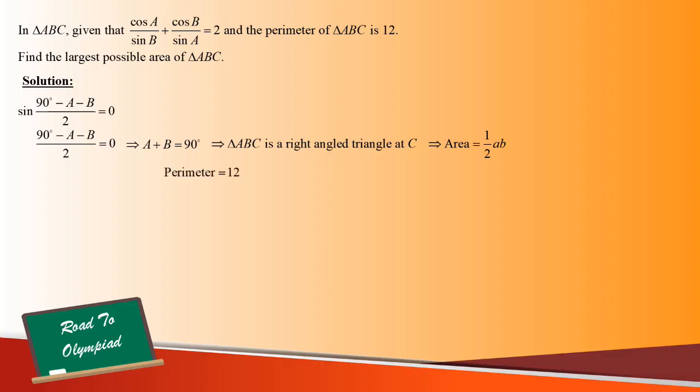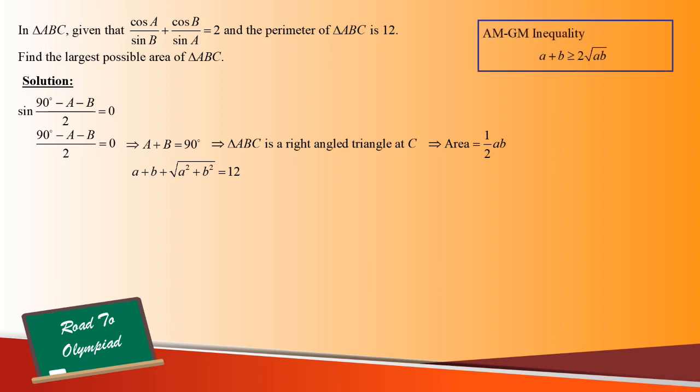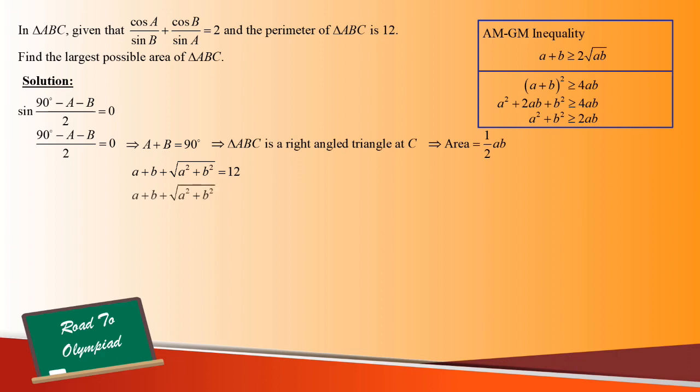The perimeter of triangle ABC is given to be 12, so we have A plus B plus C is equal to 12. By the Pythagoras theorem, we have C is equal to square root of A squared plus B squared. Here we are going to make use of the AM-GM inequality and some extension from it, where we can square both sides, expand the square and subtract 2AB from both sides. By using these two inequalities, we have A plus B plus square root of A squared plus B squared must be greater than or equal to 2 times square root of AB plus square root of 2AB.